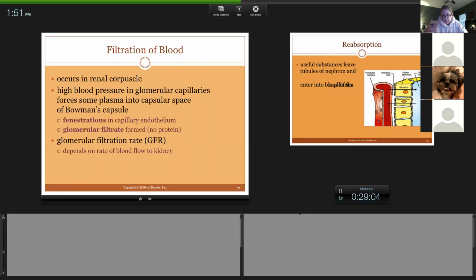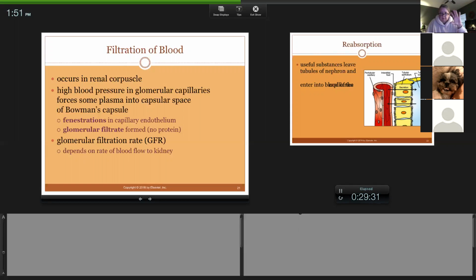So in a normal animal that has normal blood pressure, you expect a normal GFR. But the GFR depends on the blood flow to the kidney. Let's talk about an animal with high blood pressure. And sometimes cats organically have high blood pressure. They're hypertensive.